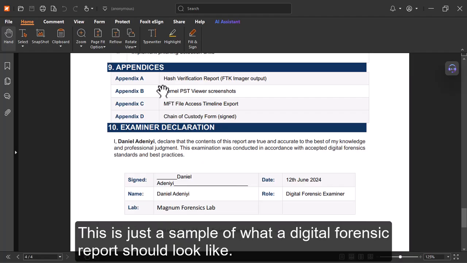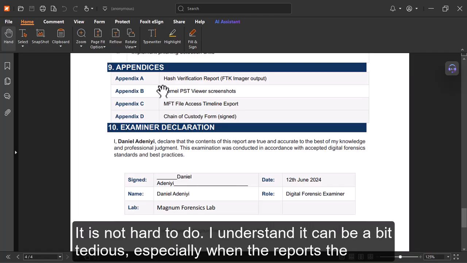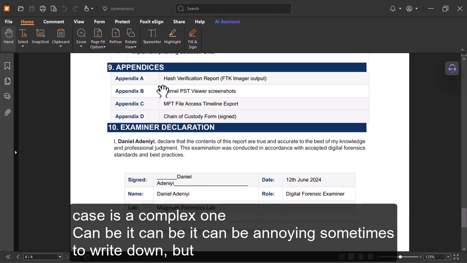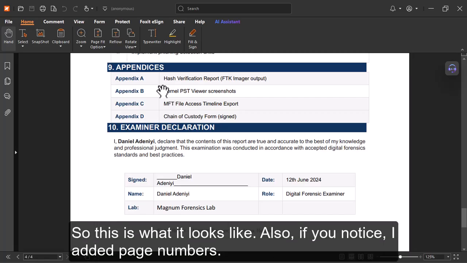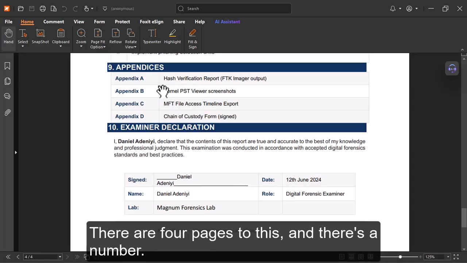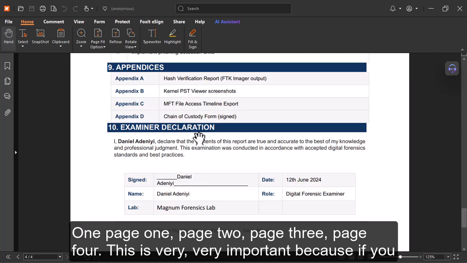This is just a sample of what a digital forensic report should look like. It is not hard to do. I understand it can be a bit tedious, especially when the case is a complex one. It can be annoying sometimes to write down, but it is worth it, especially when you get paid. So this is what it looks like. Also, if you notice, I added page numbers. There are 4 pages to this: page one, two, three, four.